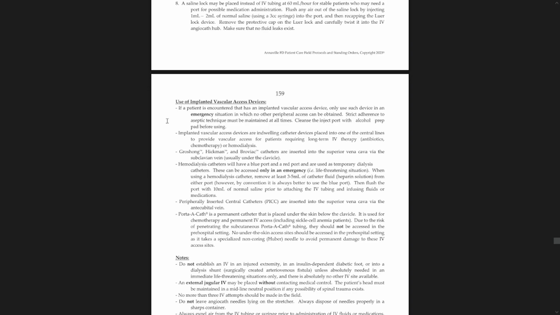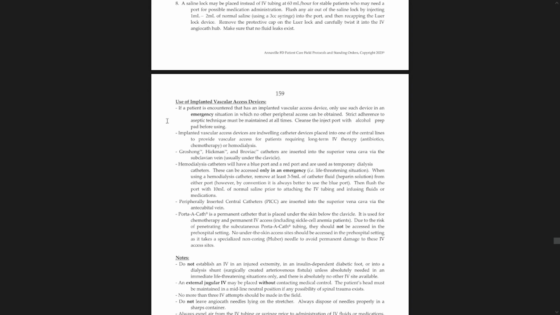When using a hemodialysis catheter, remove at least 3 to 5 mL of catheter fluid, the heparin solution, from either port. However, by convention, it is always better to use the blue port. Then, flush the port with 10 mL of normal saline prior to attaching the IV tubing and infusing fluids or medications. Peripherally inserted central catheters, or PICC lines, are inserted into the superior vena cava via the antecubital vein.